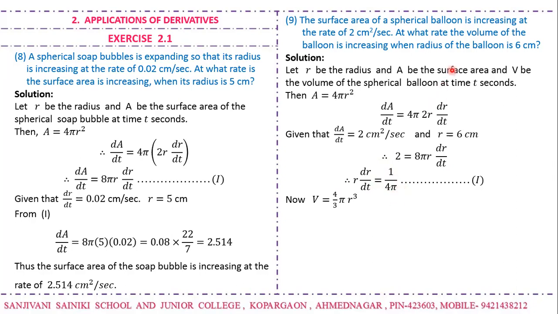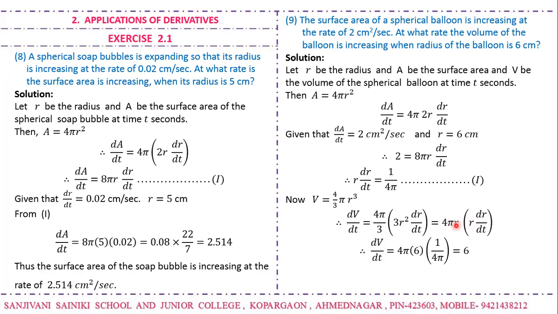Now we want to find the rate of change of the volume. So what is the volume of the spherical balloon? It is 4 by 3 pi r cube. Differentiating with respect to t, 4 by 3 into 3 r square dr by dt. 3 gets cancelled. 4 pi r into r dr by dt.